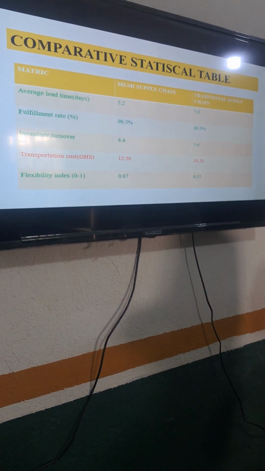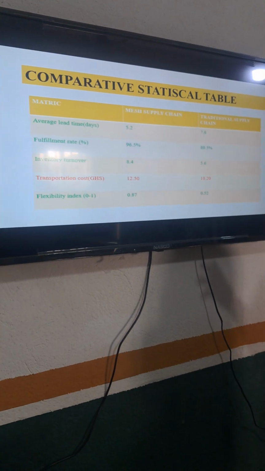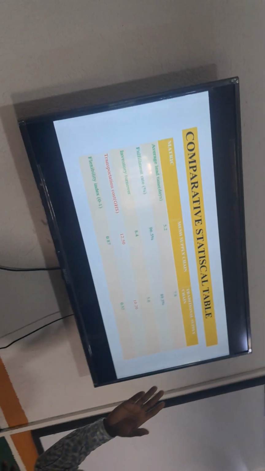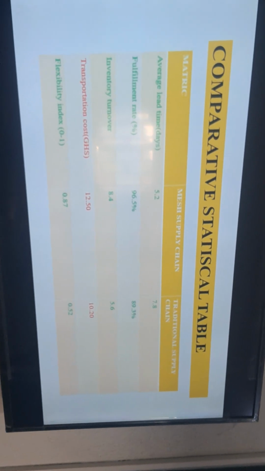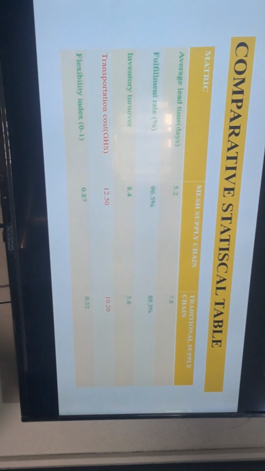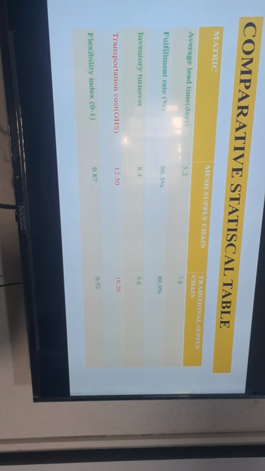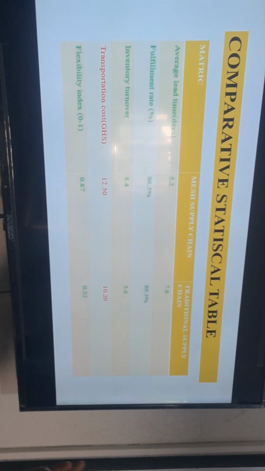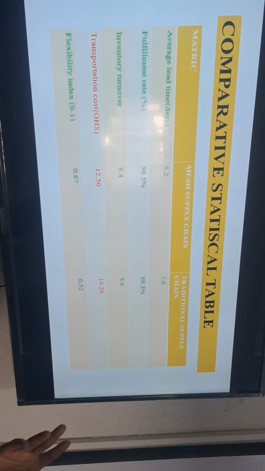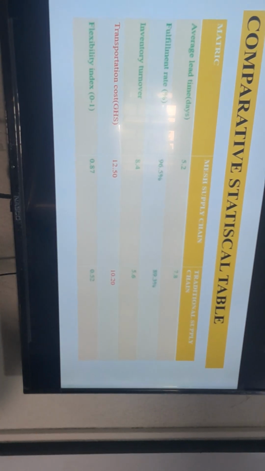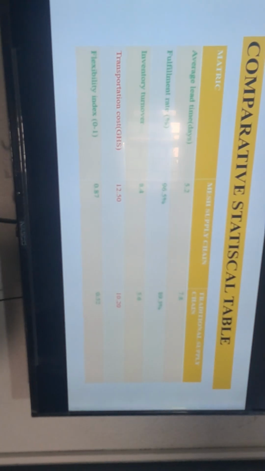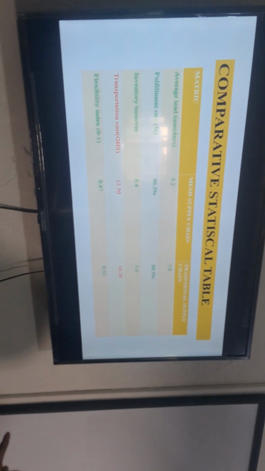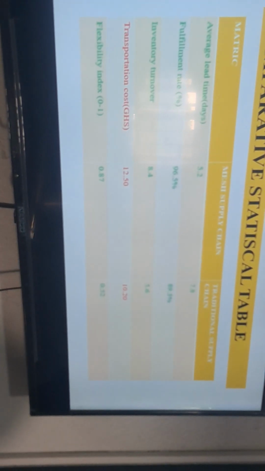So statistically, we have the metrics for the mesh supply chain and the traditional supply chain. Average lead time in days: mesh supply chain is 5.2 and traditional supply chain is 7.8. The fulfillment rate in terms of percentage: mesh supply chain is leading at 96.5, and traditional supply chain is lagging. Then inventory turnover: the mesh supply chain, that's the modern supply chain, is leading, and the traditional supply chain is lagging.